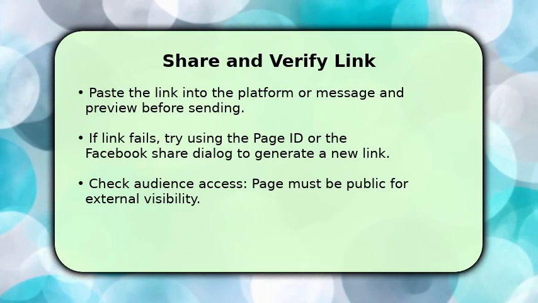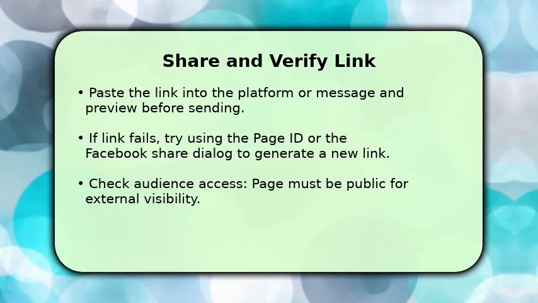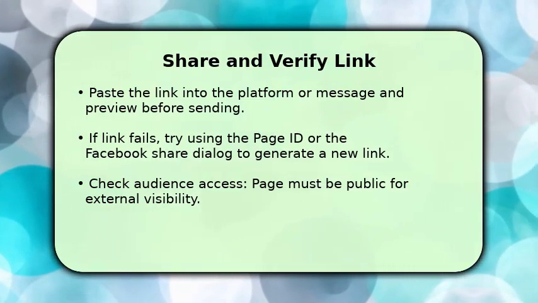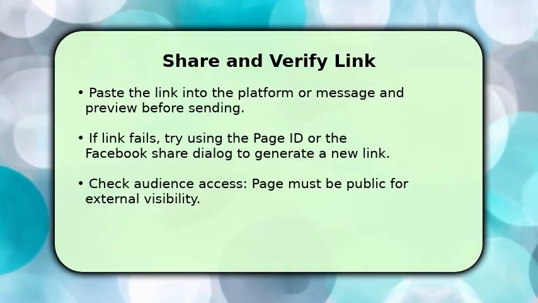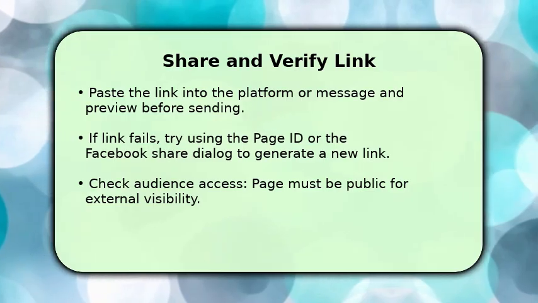You should preview the post or message to ensure the page preview loads. This confirms the link is correct and public. If the preview fails or recipients report errors, try copying the page ID-based URL from page settings or use Facebook's share dialog to recreate the link.